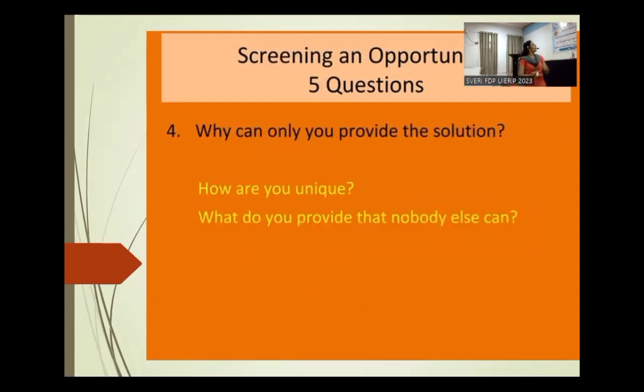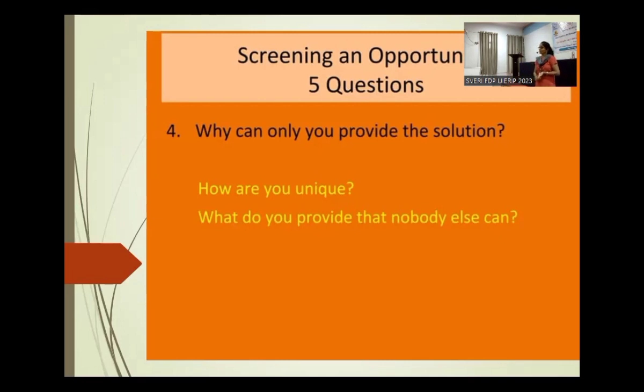The fourth question will be: why can only you provide the solution? Here comparison comes in the market. What are the existing products? What is the unique feature of your product? That unique feature could be in terms of cost, because even in India, 70% of customers prefer cost first, and only 30% will focus on features. So while preparing a product or entering the market, you also have to think about what your uniqueness is. Why do you provide what nobody else can?